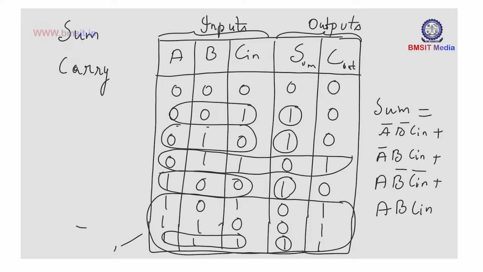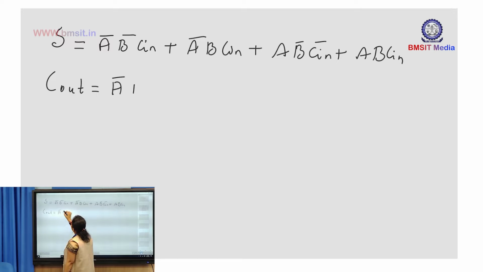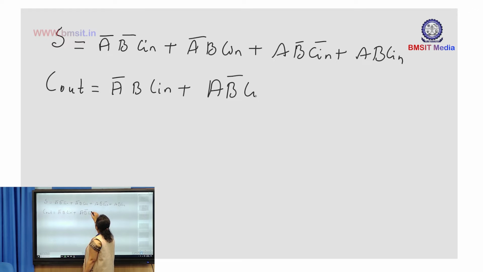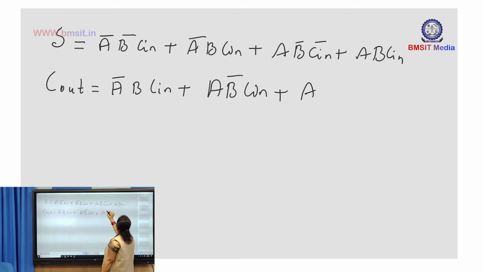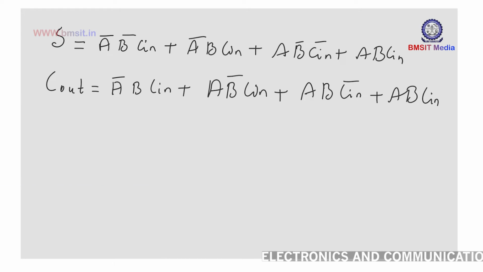Okay, so coming to the expression C out. The first combination is 0 1 1, so it is A bar B C in. The second combination is A B bar C in. The next combination is A B C in bar. The last combination is A B C. Now we have the logical expressions with us.